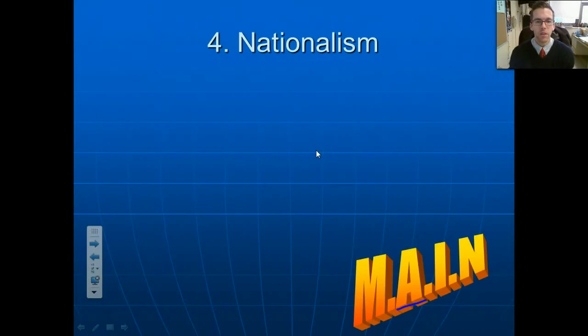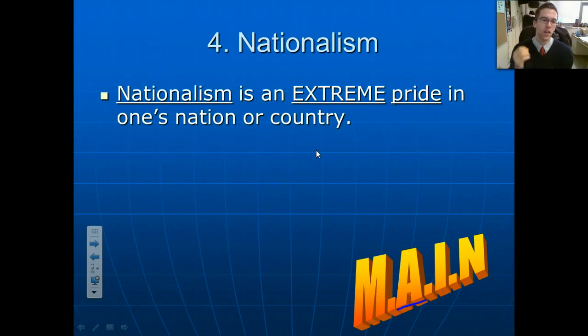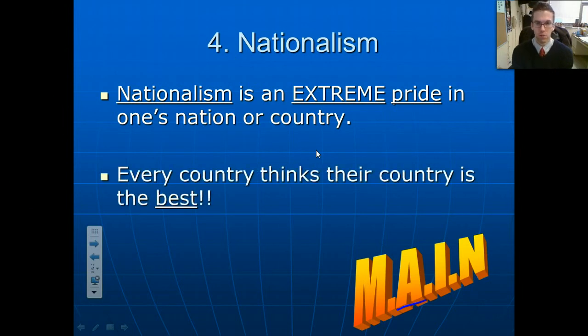Now, the last one here is nationalism. Nationalism is when you have extreme pride for your country, when you put your country over everything else. You know, our country's the best, your country sucks. And you think about imperialism and how it relates to nationalism. Well, we want to have the most land because our country's the best. Militarism: we want to have the most weapons and the biggest army because our country's the best.